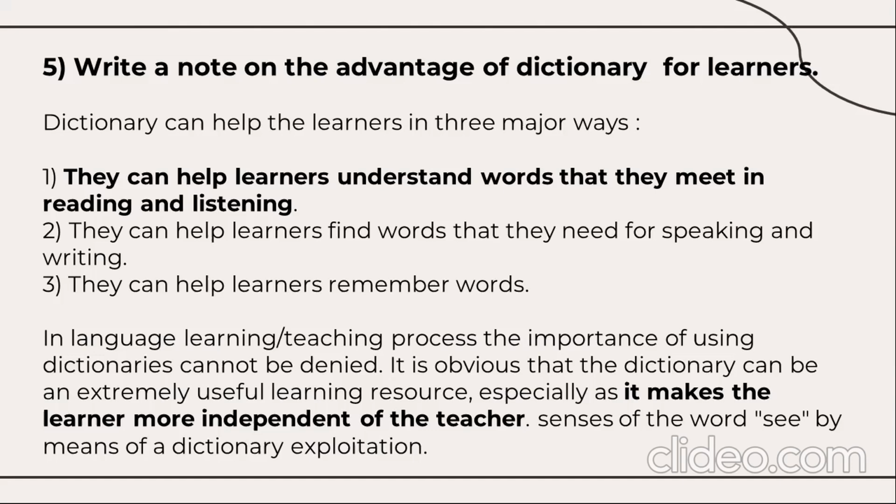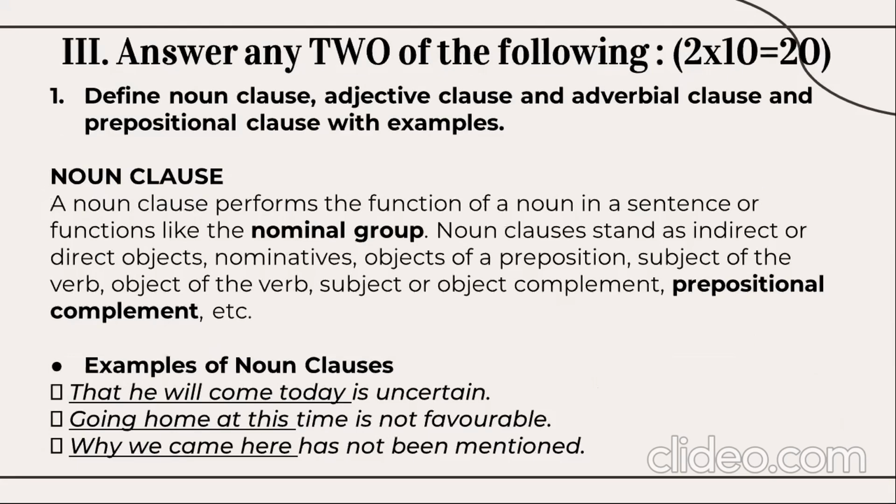So this is how you can easily exploit the words with the help of a dictionary. Now, Part 3. In this part, three questions will be given. Out of the three questions, you need to attempt two, each for 10 marks. So this is for 20 marks. Part 3 will be for 20 marks and will have a choice. Out of three questions, you need to attempt two.